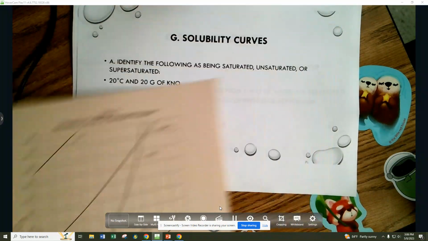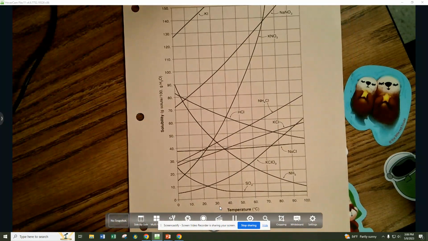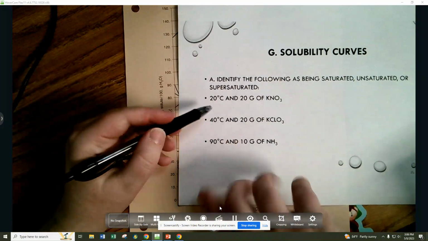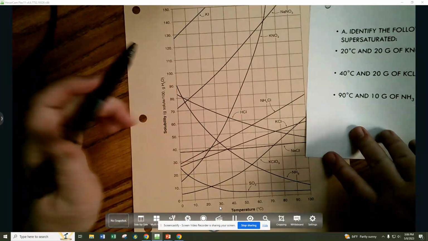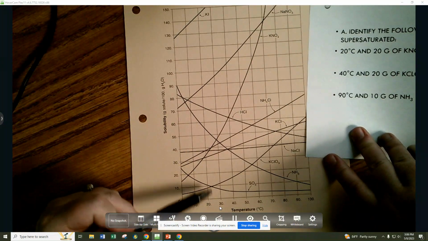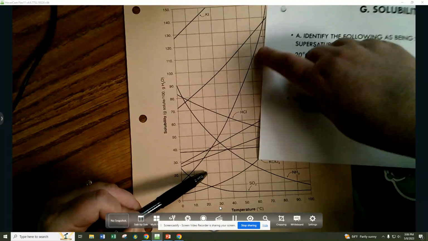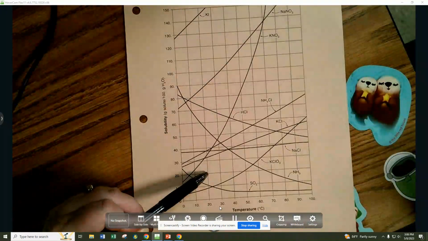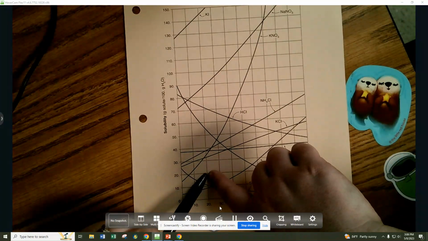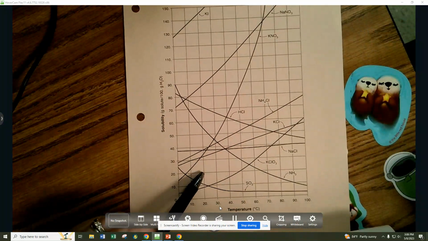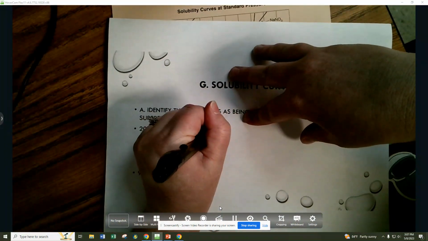As we take a look, this first question just wants us to know, is this saturated, unsaturated, or supersaturated? It says we have 20 grams of KNO3 and it's at 20 degrees Celsius. So I find 20 degrees Celsius and 20 grams. This is how much of this KNO3 I'm trying to dissolve. If you take a look, this line identifies the potassium nitrate, this whole curve. 20 grams at 20 degrees Celsius is below the solubility curve of potassium nitrate. Since it's found below, this is unsaturated.